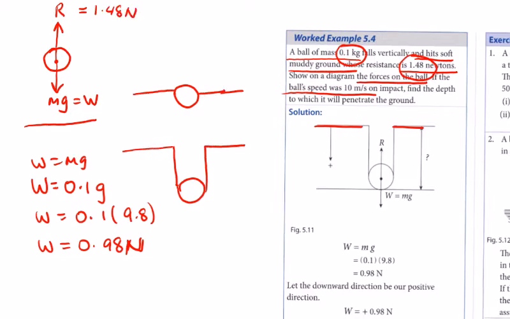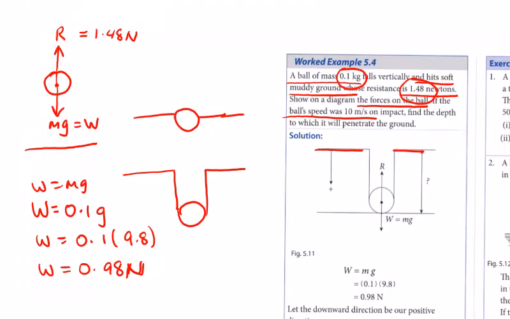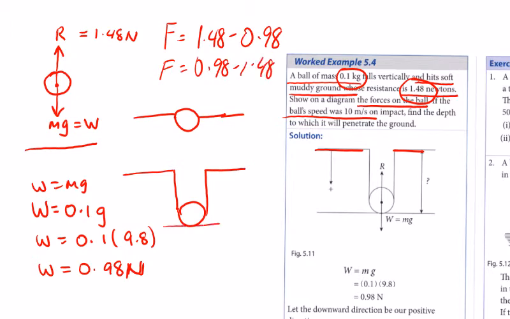So the resultant force is one minus the other. So this big F is equal to either 1.48 minus 0.98 or 0.98 minus 1.48. So let's have a look here. What's happening to this ball? It's eventually going to stop. So it's slowing down. So we have deceleration, which should be a negative a. So let's have a look at which one gives us a negative a. So the resultant force is going to be 0.5 newtons.